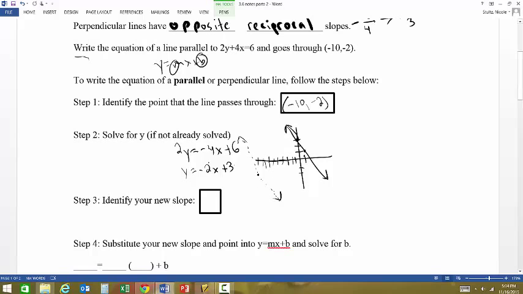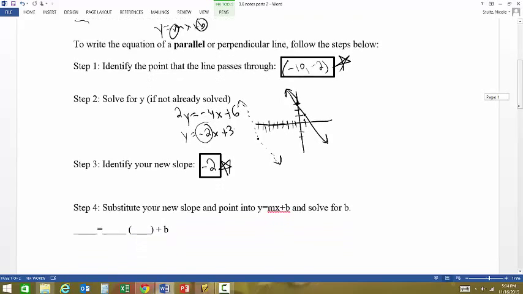So what I'm going to do is keep my slope. Since we're starting with parallel, my slope is going to stay the same. I'm not going to change it. So what I have is a point of this new line and the slope of this new line. And that's really enough information to write a whole another linear equation.